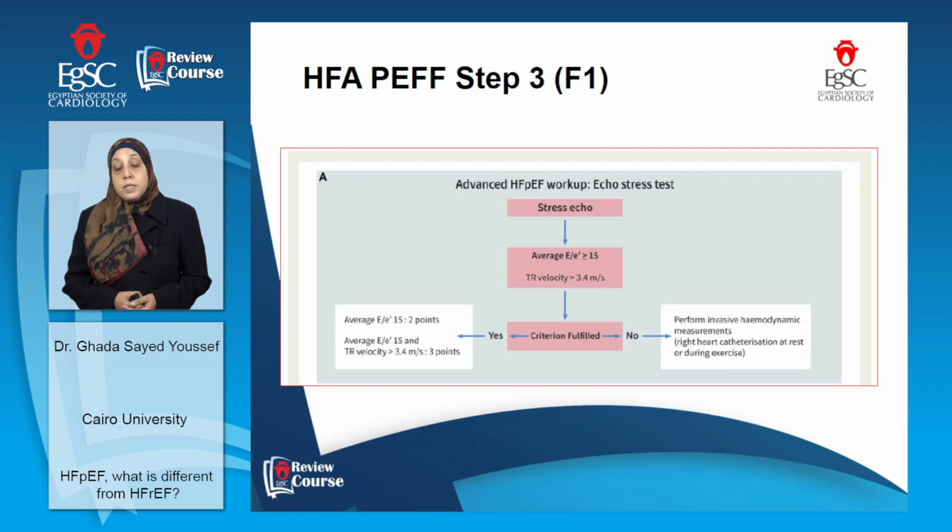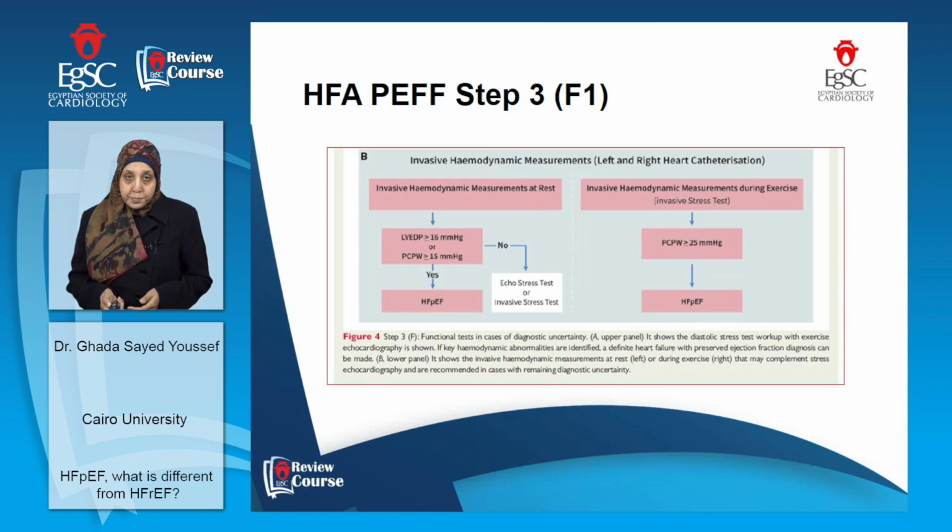As we said, if there is diagnostic uncertainty, we go to step 3, which is advanced workup, echo stress testing. We do stress echo, and we see if the average E to E prime jumped to more than 15 and the tricuspid regurgitation velocity elevated to more than 3.4 meters per second, then the criterion is fulfilled and the diagnosis of HFpEF is made. While if this criterion is not fulfilled, we should go to invasive hemodynamic measurements.